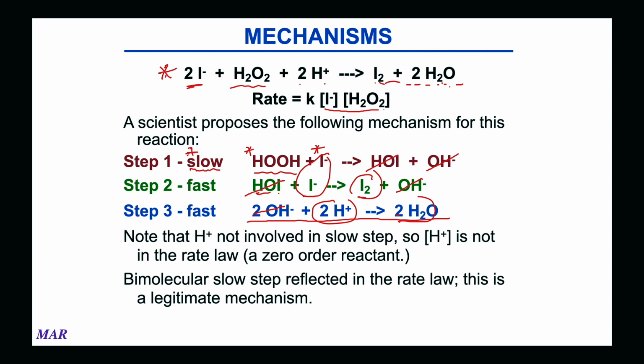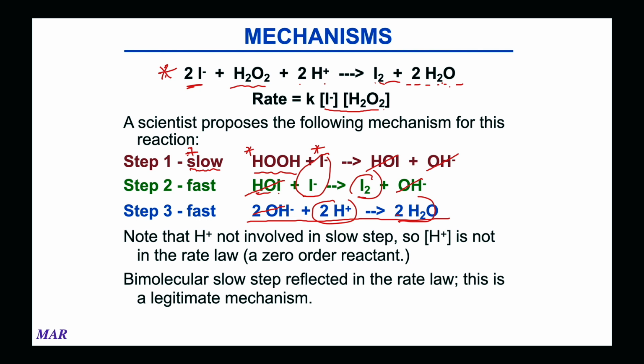Like making the iodine clock reaction happen, you must have H plus, but they're part of the fast steps. So the H plus is zero order. Rate law means what is slowing our reactions down. And in this problem, the rate law is the iodide and the H2O2. The H plus is needed, but it's involved in the fast steps, not as important. So the bimolecular slow step is reflected in the rate law.